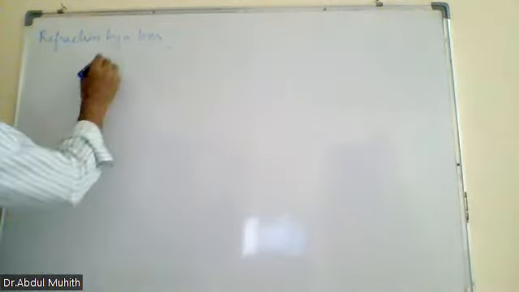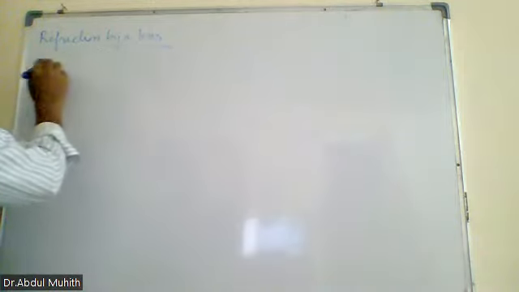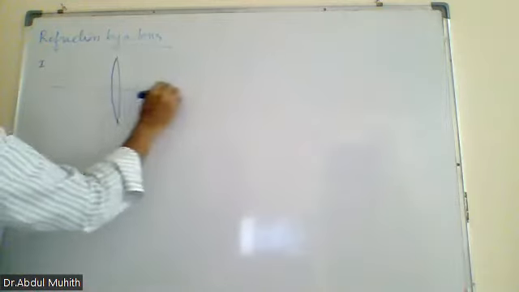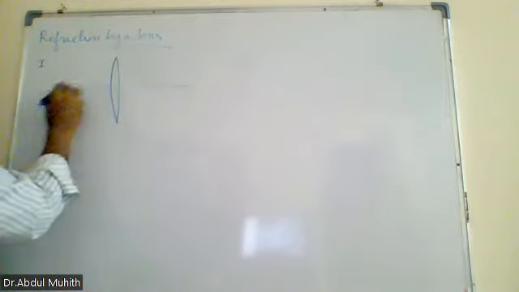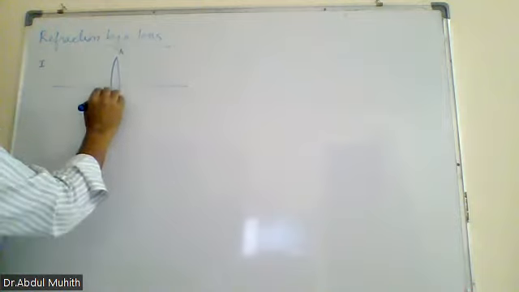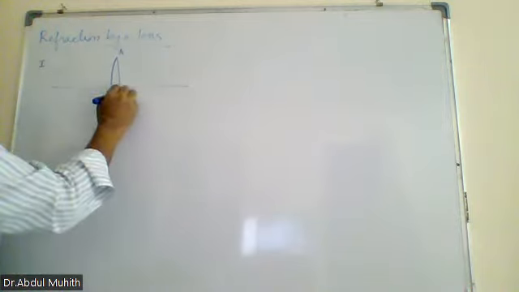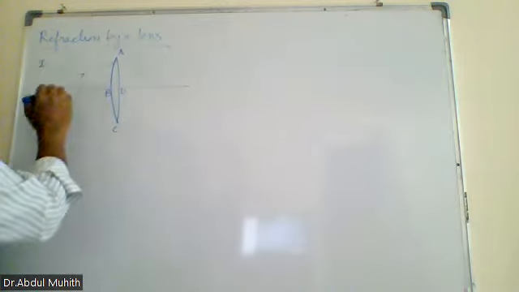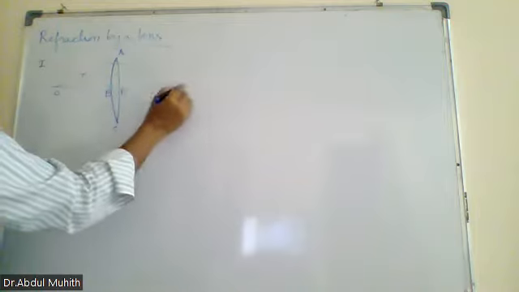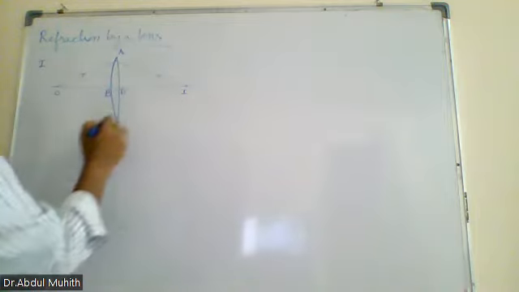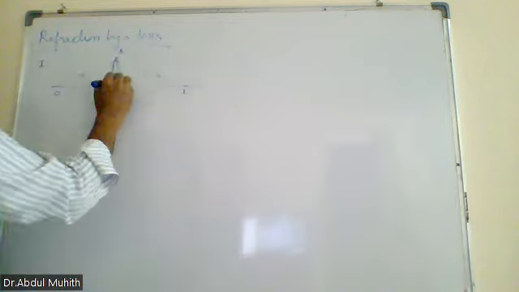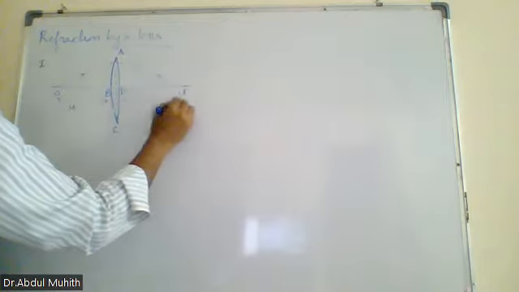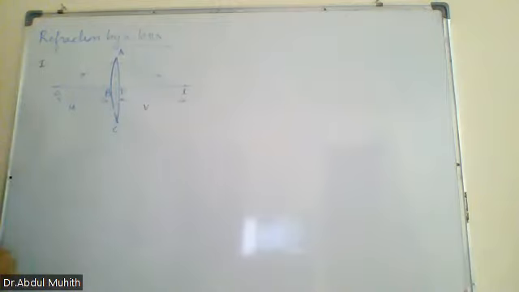Now here we speak of refraction by a lens. The first diagram we did last class: suppose this is a lens. This is A, B and C. This is the curvature, and ADC is the second curvature. Now O is the object and I is the image. U is the object distance, and V is the image distance.